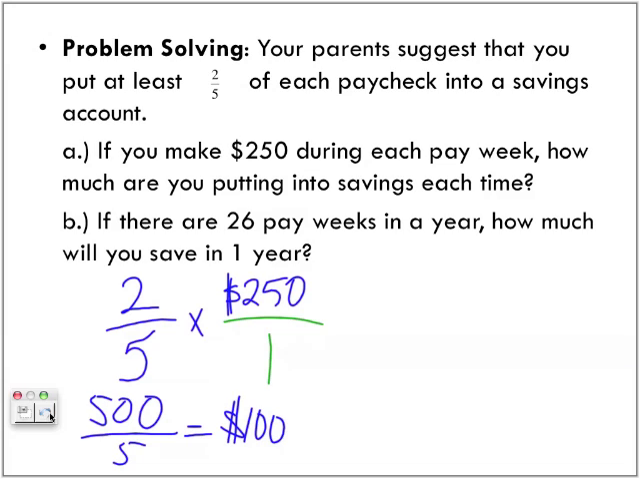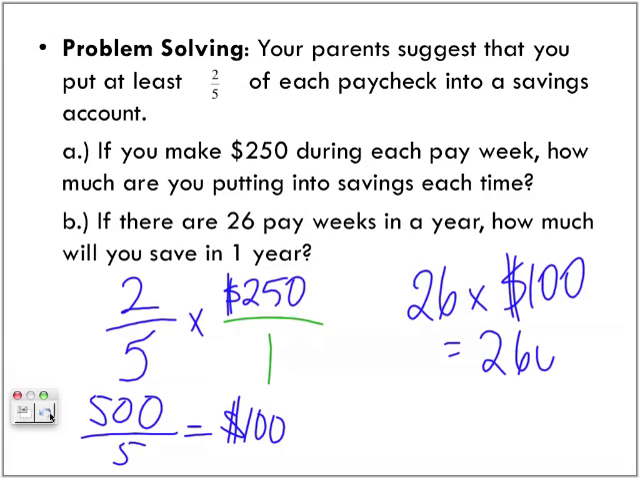In a year, you're going to get paid 26 times in the year, right? How many weeks are there in a year? 52 weeks. If you're getting paid every 2 weeks, how many times are you getting paid in a year? 26 times, half of that. So how much of that is actually going to be saved in a year? Exactly. There are 26 pay weeks times the $100. $2,600 you'll be able to save in a year.